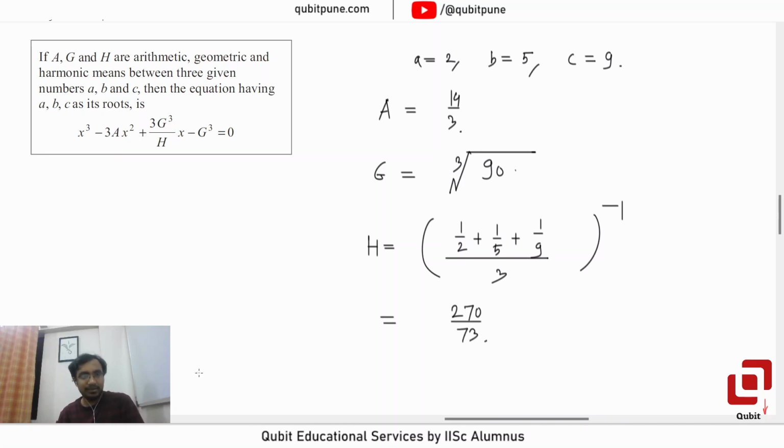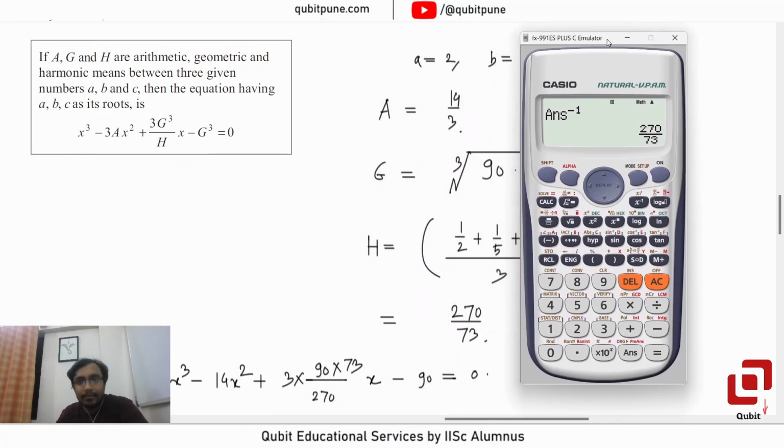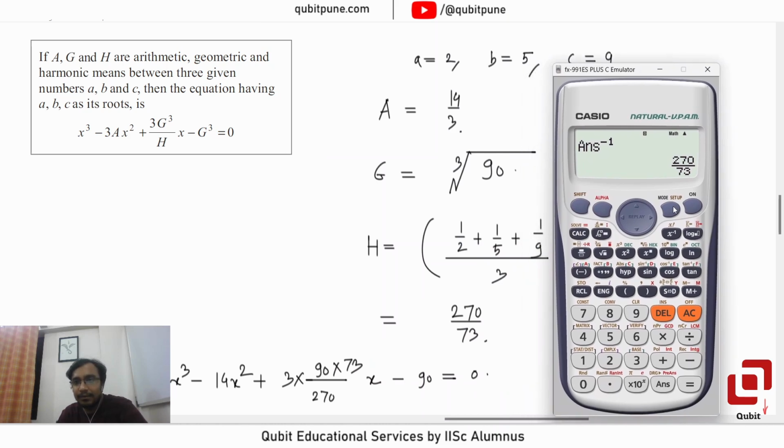Okay, now let us form that equation. x cubed minus 3a x squared, so 14x squared, plus 3g cubed upon h, minus g cubed, so that's 90, equal to 0. Okay, let's see now. If we solve this equation, we should get 2, 5 and 9.